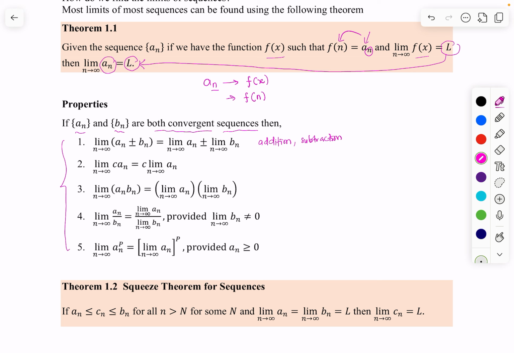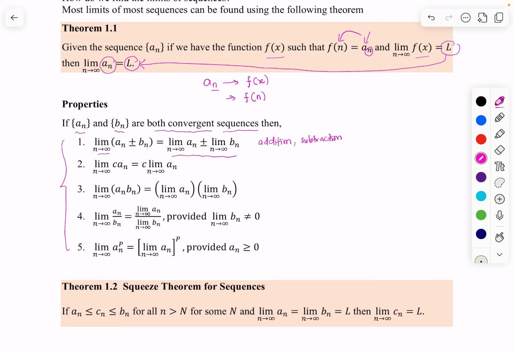Okay, so you want to find the limit of an plus or minus bn as n approaches infinity. So this can always be written this way. That is, you can always separate it into the limit of an and the limit of bn. So you can separate these two sequences into two, and it is much easier for you to find the limit of these two.